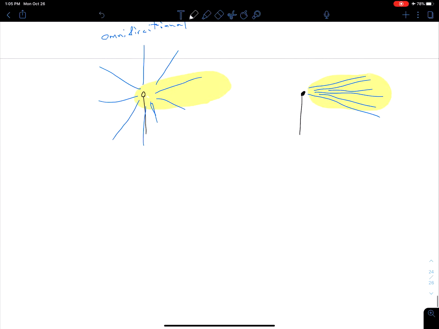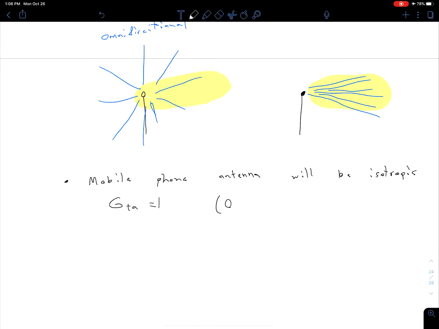So typically our mobile phones are going to be isotropic. So they're just sending that signal in all directions because you don't necessarily know where the closest mobile network, the closest antenna is going to be. So typically this will be isotropic. And so what that means is we're going to say that the gain of our transmitting antenna for this problem is just equal to 1. Or if we wanted to have it in dB, that's just going to be 0 dB because log base 10 of 1 is 0.